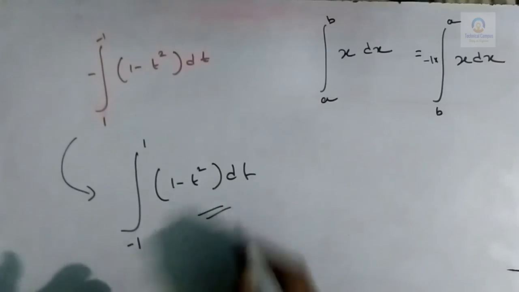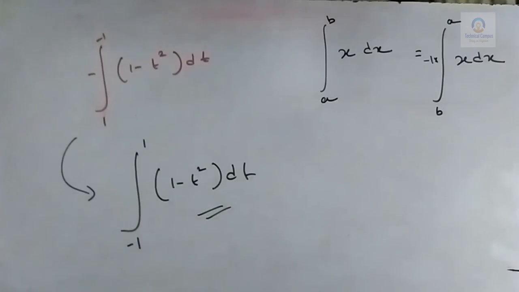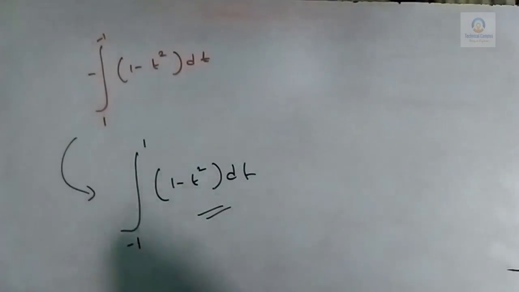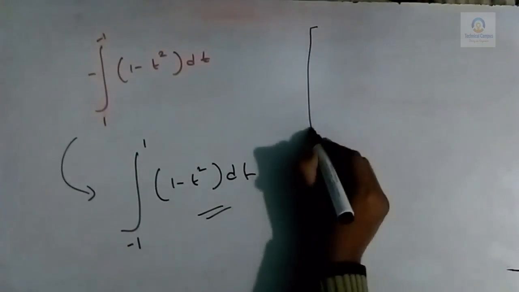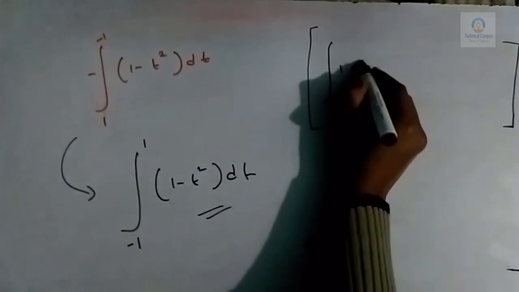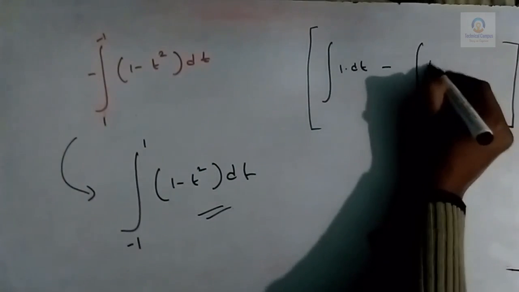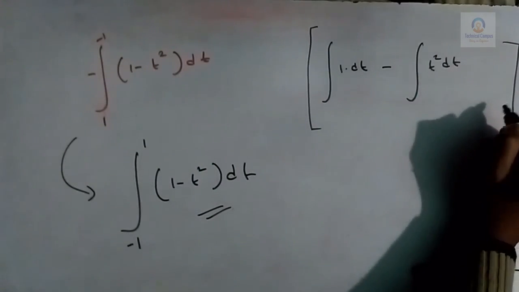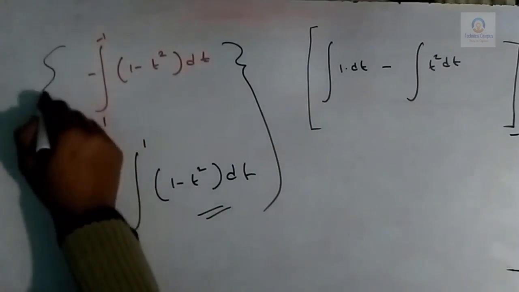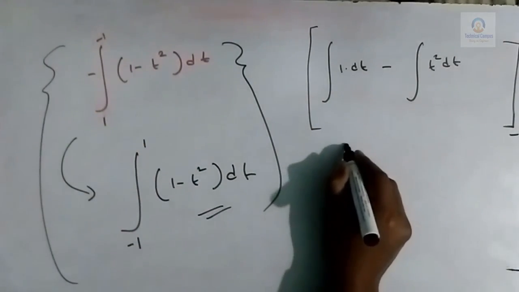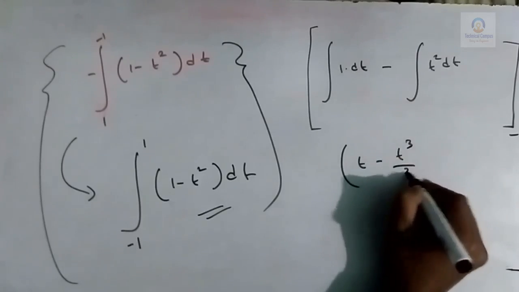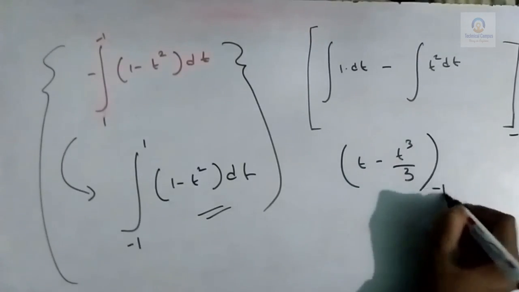Now we have to solve this integration. This integration is very easy to solve. If we break this equation, it will be 1 into dt minus t square dt, and the limit is minus 1 to plus 1. We have changed the limit using one property of integration. So it will be t minus t cube by 3, and the limit minus 1 to 1.